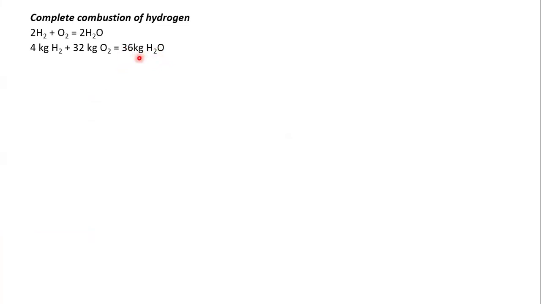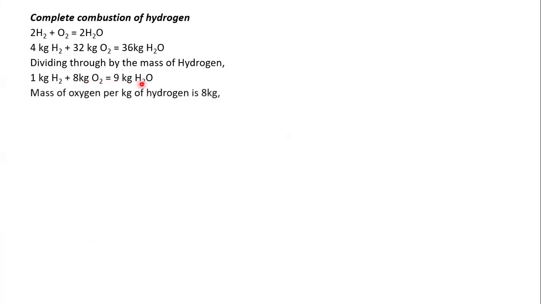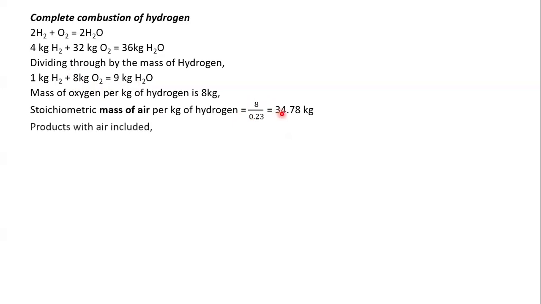kg of water vapor. But again, traditionally we want to know how much you need to burn 1 kg of this hydrogen. So 1 kg of hydrogen requires 8 kg of oxygen, so that you end up with 9 kg of water vapor. But then, if you're looking for air, you get that amount of oxygen divided by 0.23. Then there we have it as 34.78 kg.